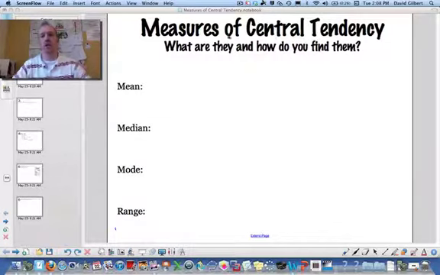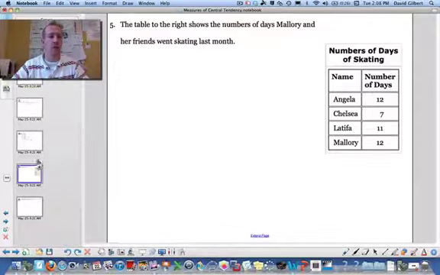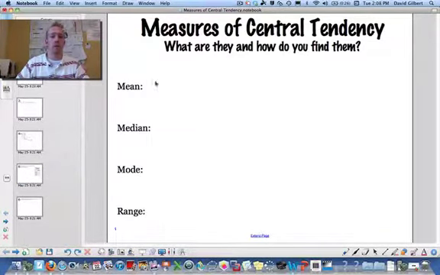All right, so measures of central tendency. This is a way of analyzing different statistics and data. You can have just a list of numbers, or you can have data associated with some sort of data you've collected or real-world data. The main things we're going to do are mean, median, mode, and range.